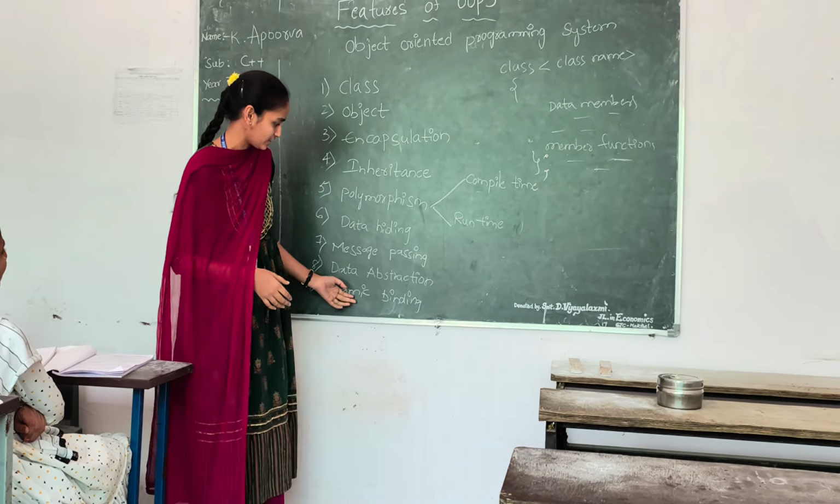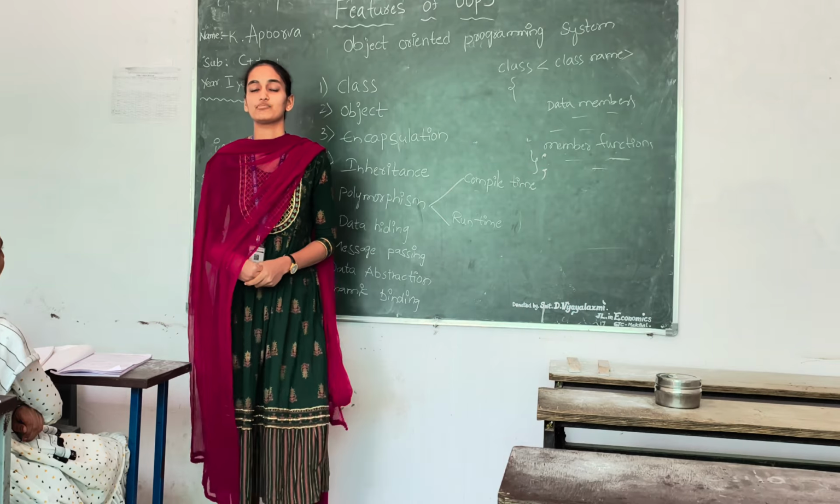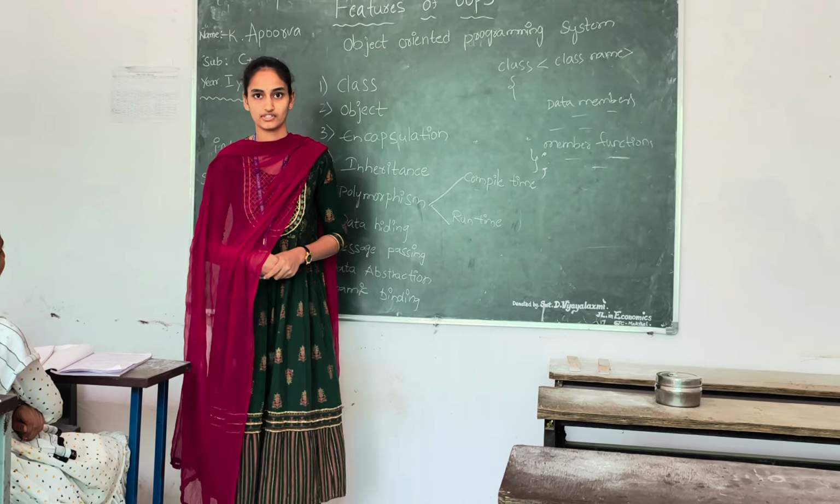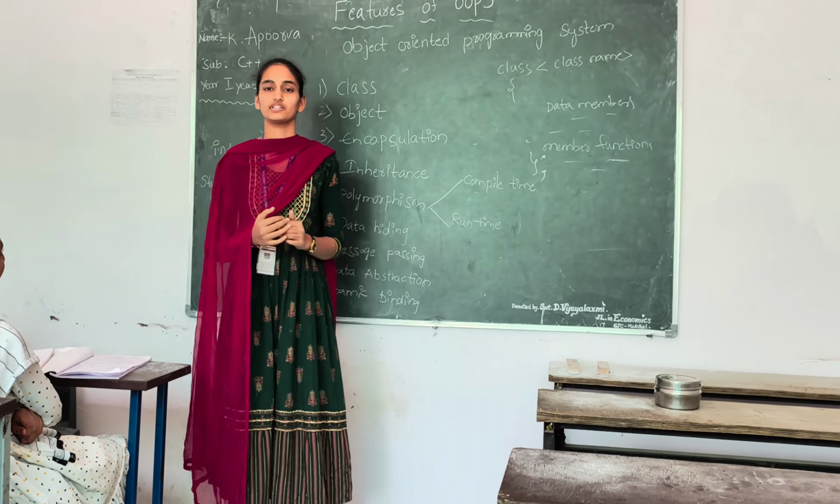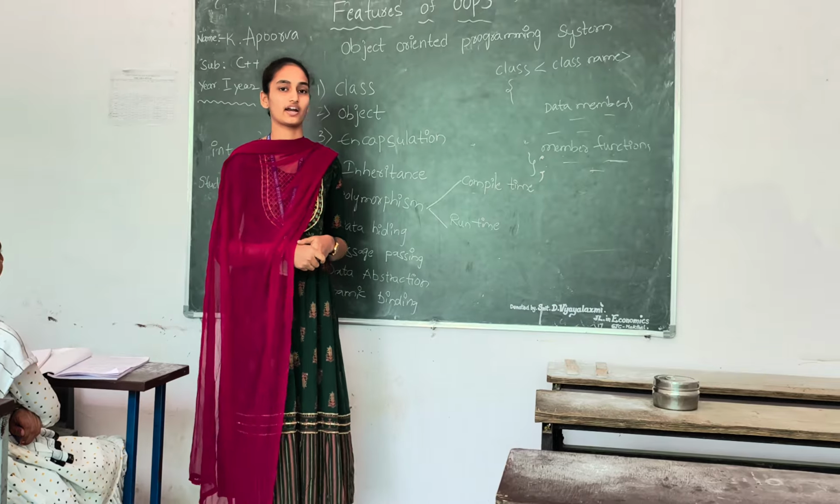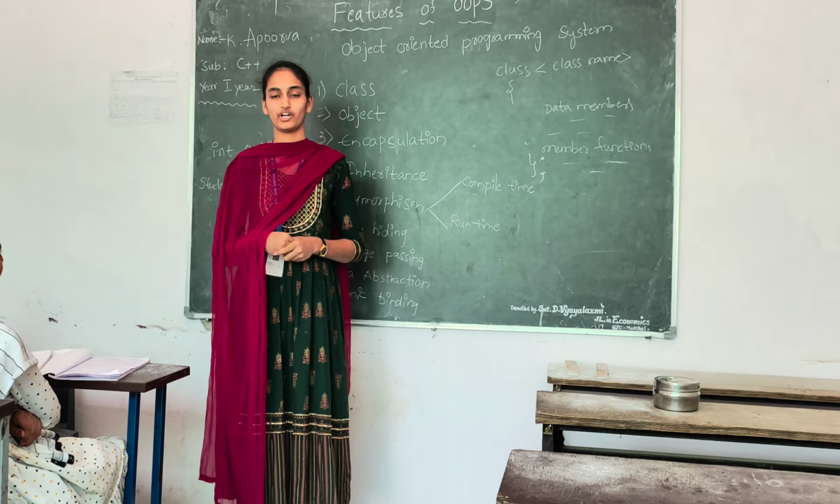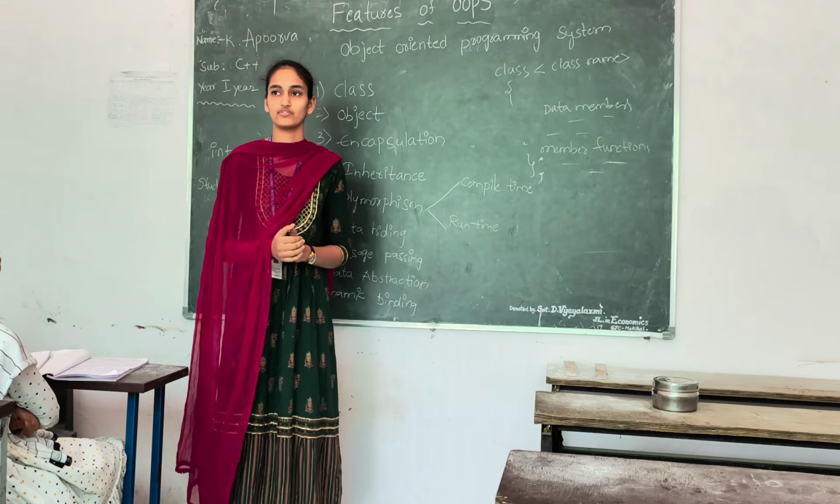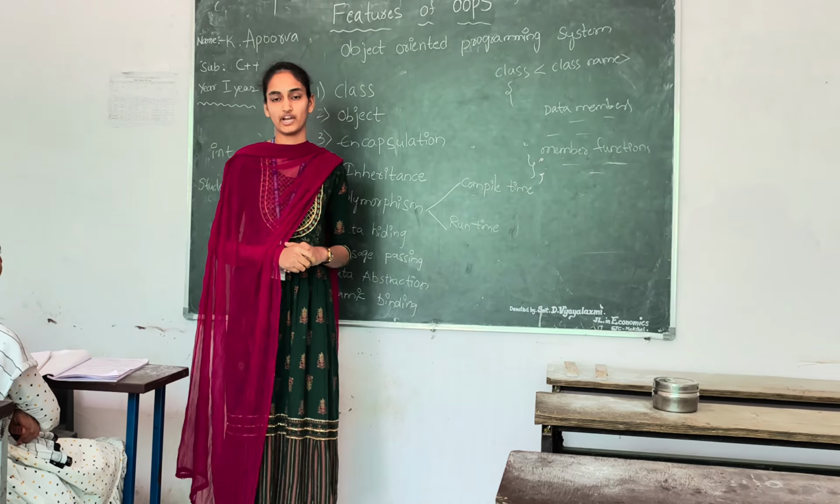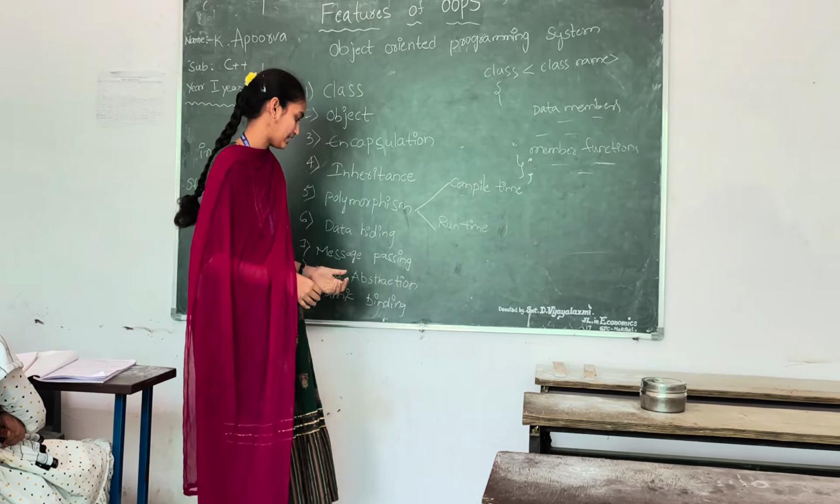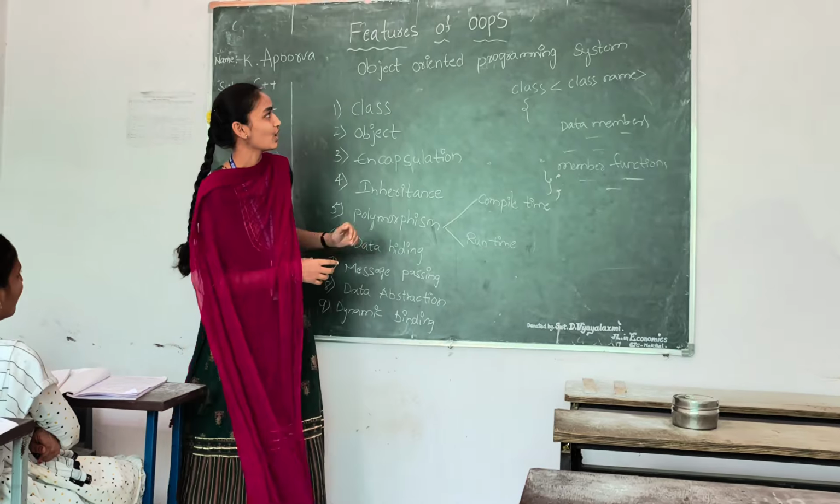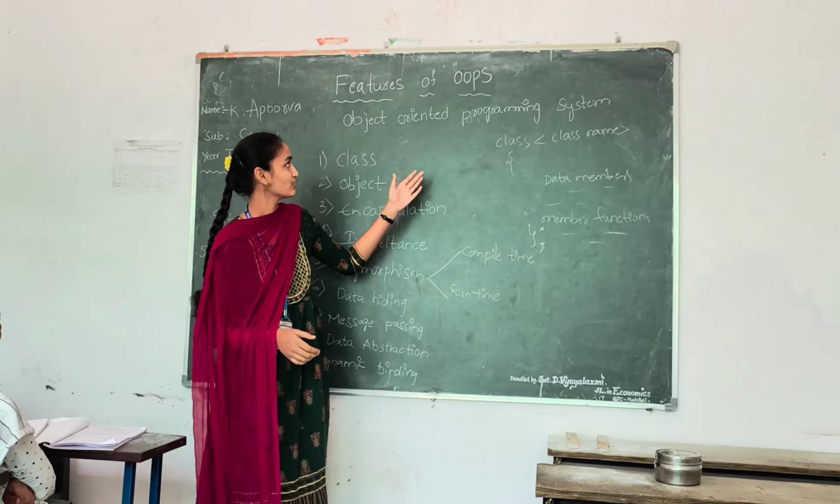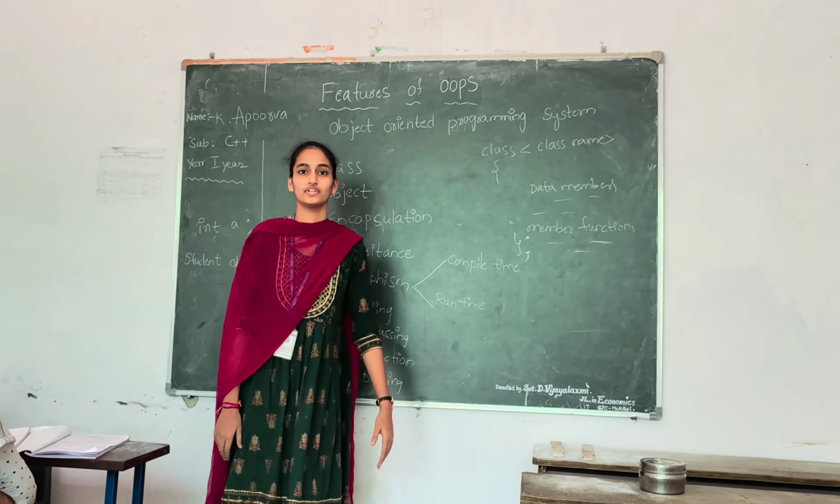And then dynamic binding. Dynamic binding is a mechanism in an object-oriented programming system in which a function execution is made at runtime based on the type of object pointed to. Dynamic binding is nothing but a process in which a function execution is made at runtime. And this is all about the features of the object-oriented programming system.